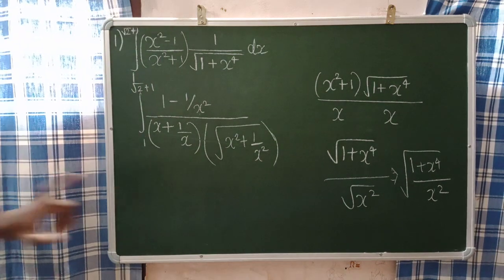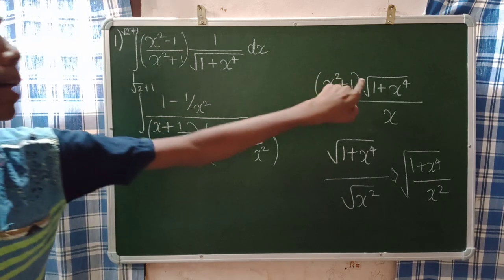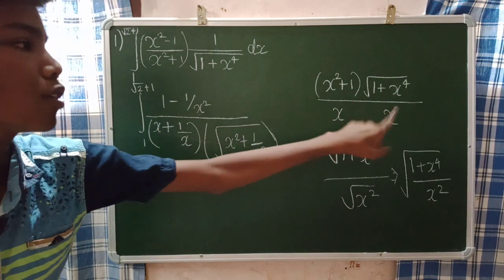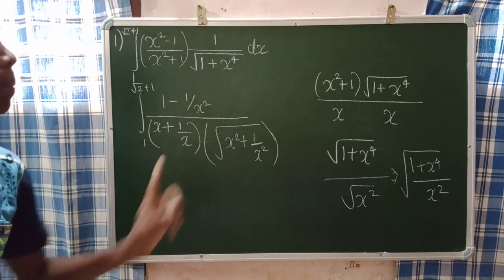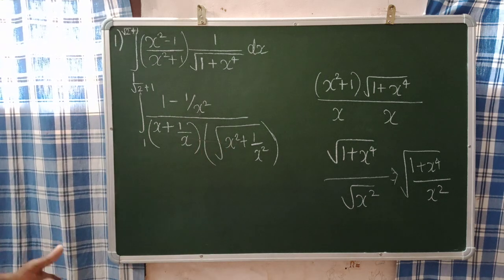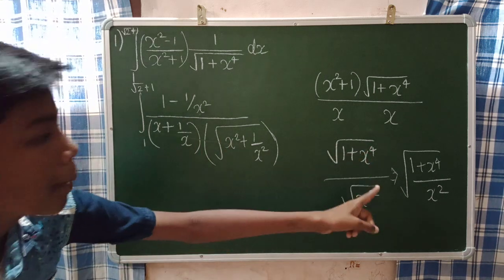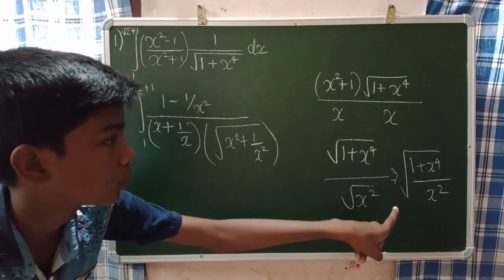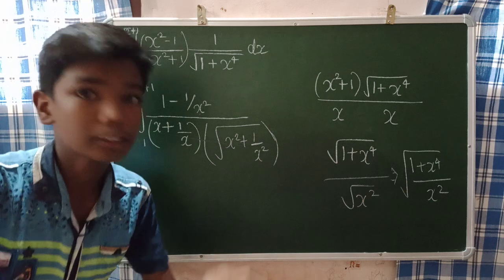So when I divide by x square, this is what you will get, because x square plus 1 divided by x is nothing but your x plus 1 by x, and root of 1 plus x power 4 divided by x is nothing but root of x square plus 1 by x square. How? It's very simple, guys. Root of 1 plus x power 4 divided by x can be written as root of x square, because our x and root of x square is same now.